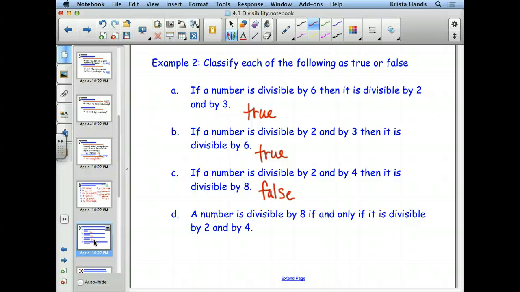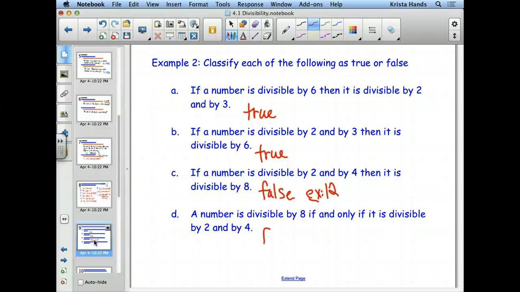16 is divisible by 8. 12, I think 12 would work, right? Is 12 divisible by 2? Yes. Is it divisible by 4? Yes. Is it divisible by 8? No, it doesn't work. So this is a counterexample. D says a number is divisible by 8 if and only if it is divisible by 2 and 4. That is also false.